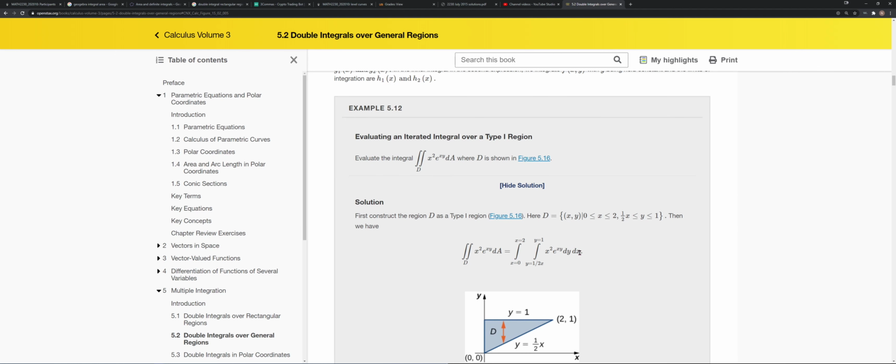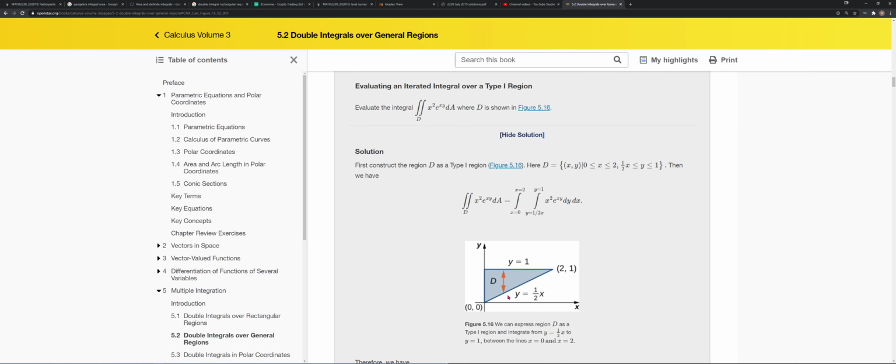Right, so let's take a look at an example of evaluating a double integral when the region D is a type 1 region. I want to calculate a double integral of this function of two variables when the region in the xy plane is bounded by y equals half x. The region in the xy plane is specified by this triangular region. We want to express this as a type 1 region.